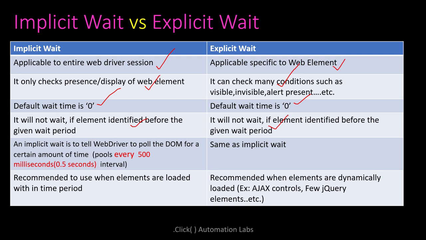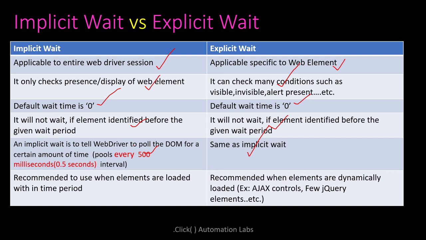It will go further. An implicit wait tells the web browser to poll the DOM for a certain amount of time. Every 500 milliseconds, every 0.5 seconds, it will keep on searching whether it is there or not. This kind of polling is similar to explicit wait also. Every 500 milliseconds interval, it will keep checking for the presence or display of that element, or whatever condition you passed in explicit wait.